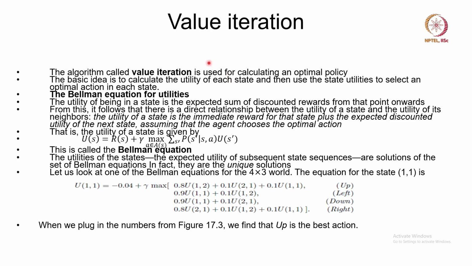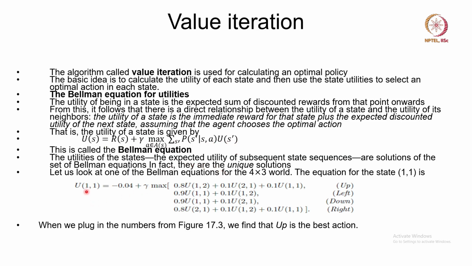So how do you do it? The utility of being in a state is the expected sum of discounted rewards from that point onwards. The utility of a state is the immediate reward for that state, that is the reward R, plus the expected discounted utility of the neighboring states. So you could say U of S for a particular state S equals R of S plus gamma into max over a of the sum of probability of S dash given S, a into U of S dash.